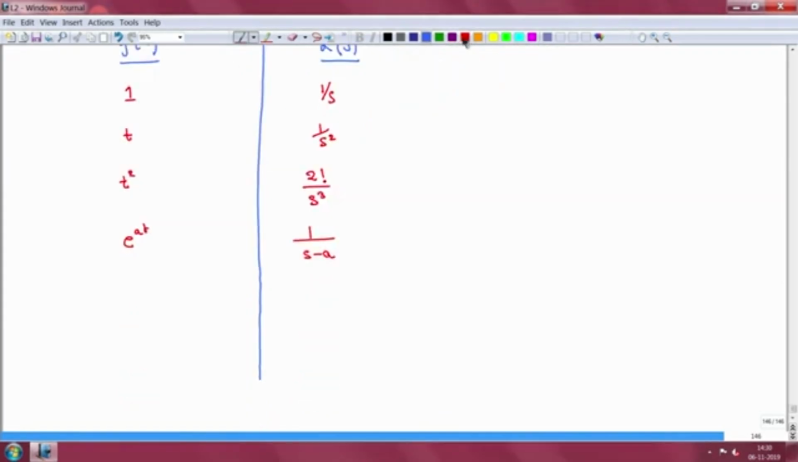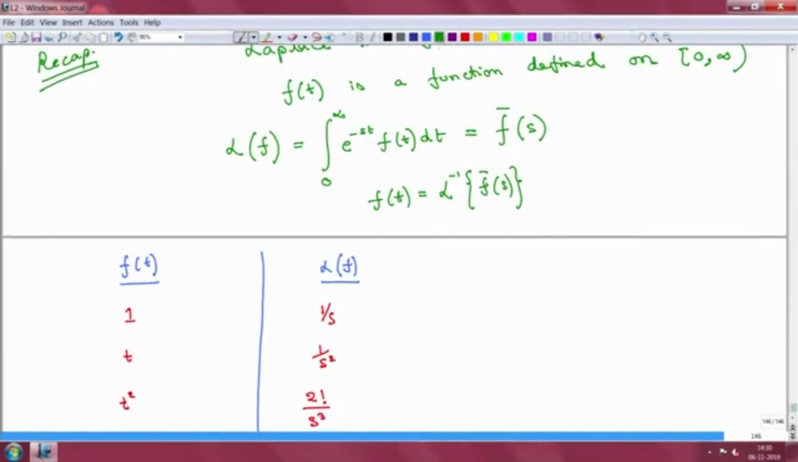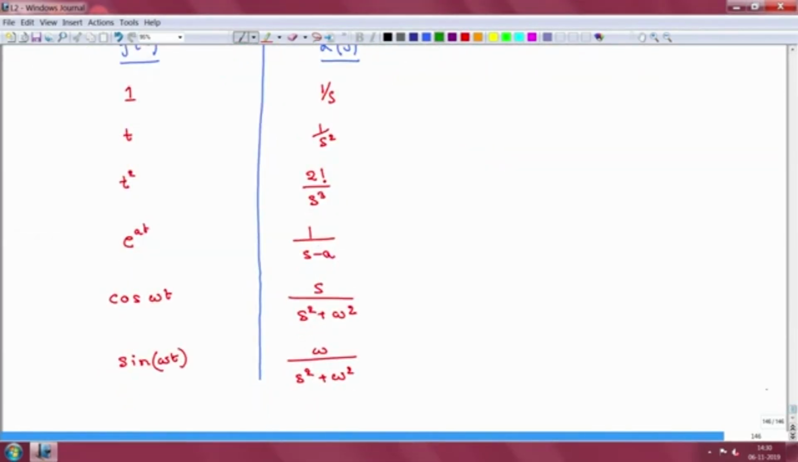And a couple more. For example, Laplace of cos omega t comes out as s by s square plus omega square, and the Laplace of sin omega t comes out as omega by s square plus omega square. Some other properties are important. Let me just divide this space here.